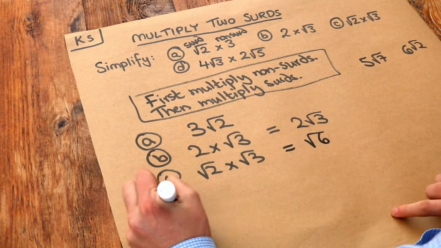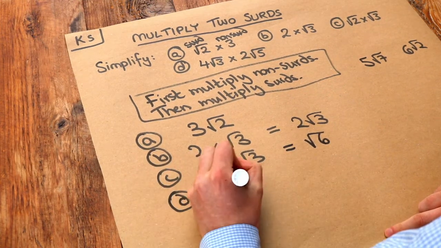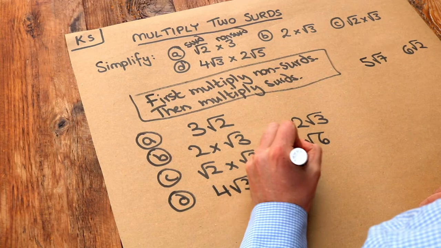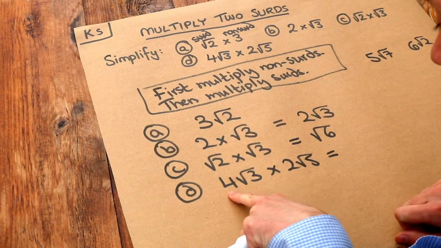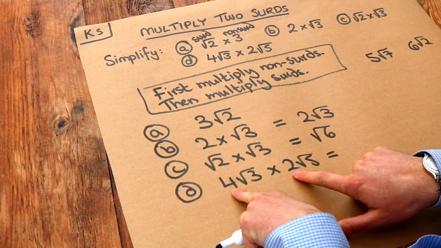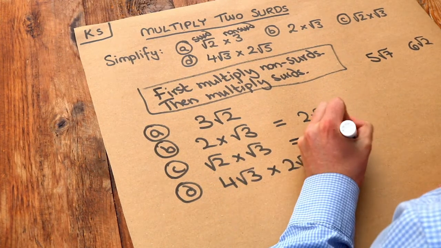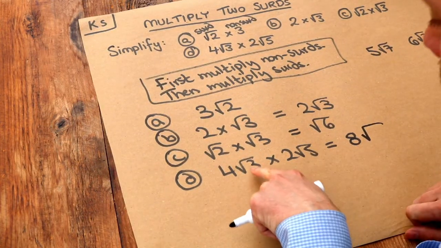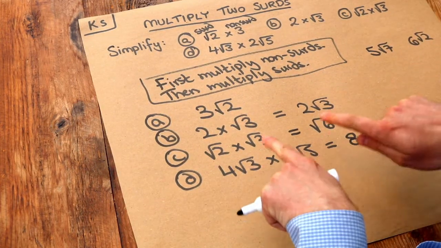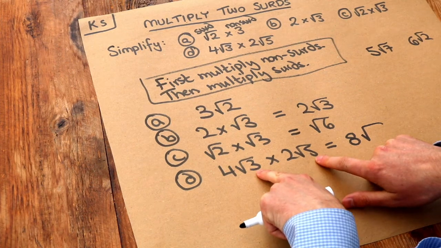And then the last one combines everything together. We first multiply the non-surds, so the non-surds are the 4 and the 2. 4 and the 2 times together to give 8, and then we multiply the surds, so root, and then we multiply the root 3 by the root 5, we just multiply the 3 and the 5, that's 15, so we get root 15.